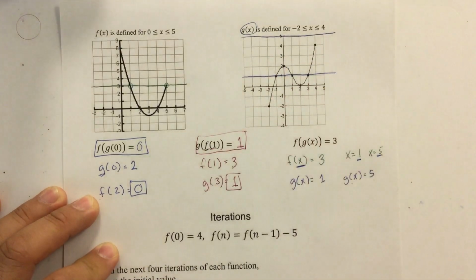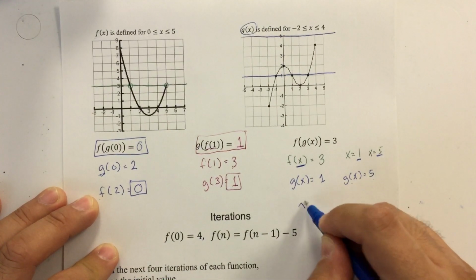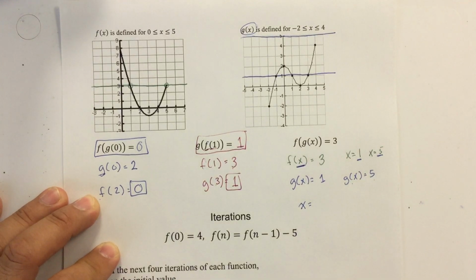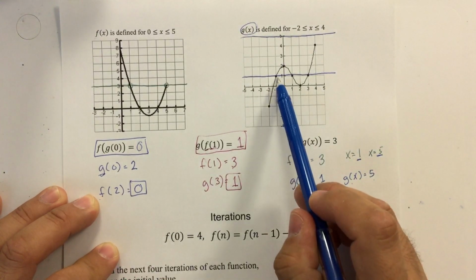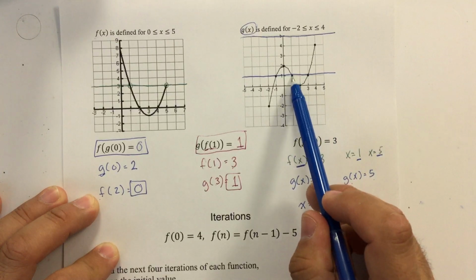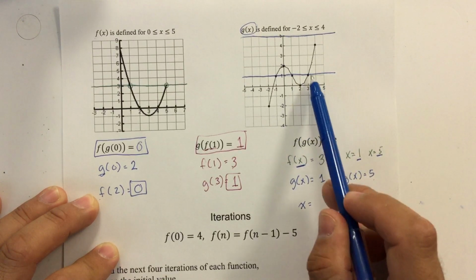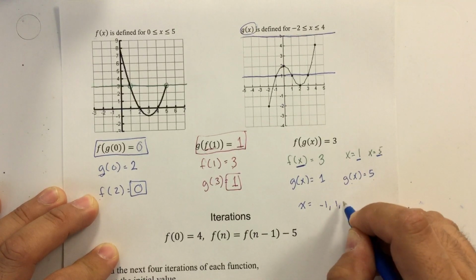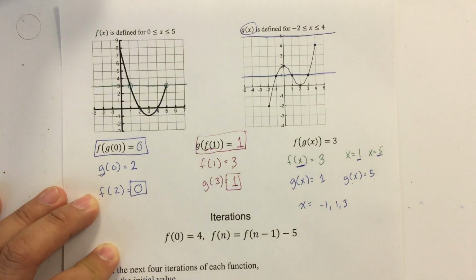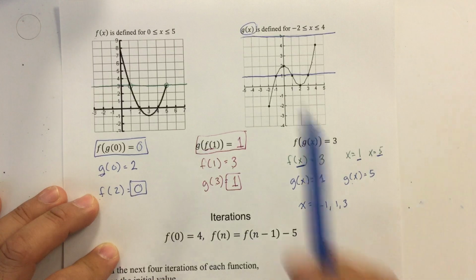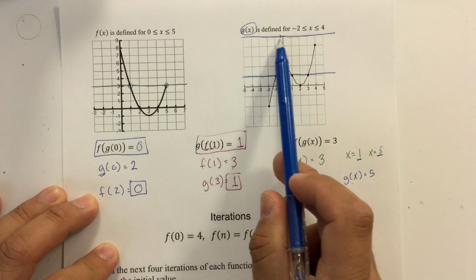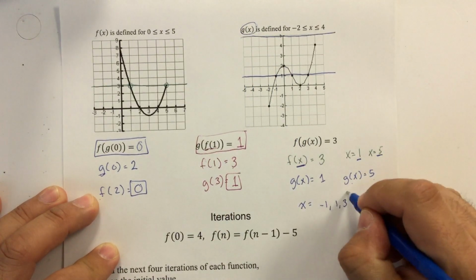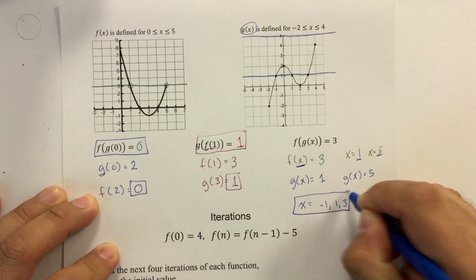So let's start with the first one. These are going to be my solutions now. So for the first one, it hit at x equals what? Negative 1, positive 1, and 3. Negative 1, positive 1, and 3. Now I'm going to look at the second line to see if it hit the graph at all. Did the second line hit the graph at all? No. So there are no solutions from there. These are my 3 solutions.